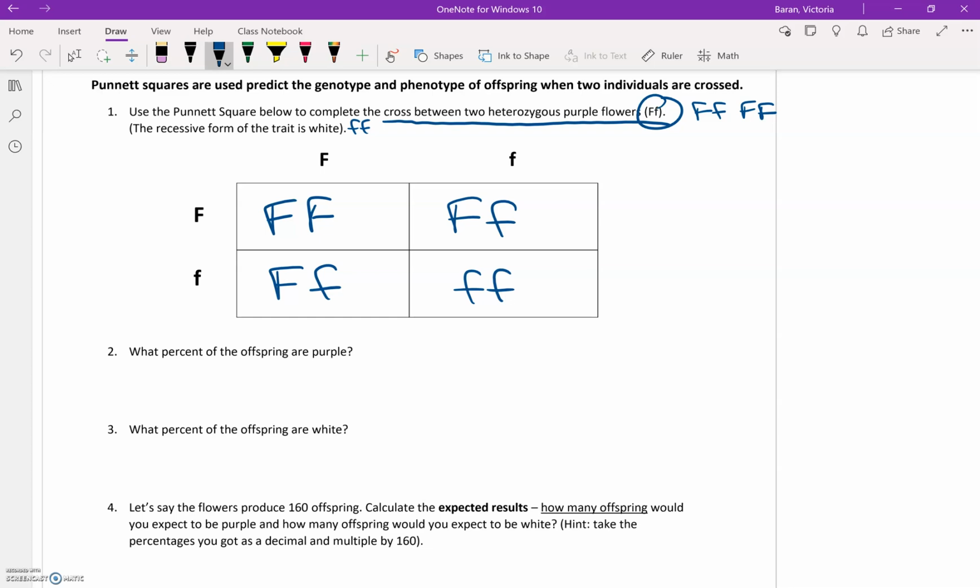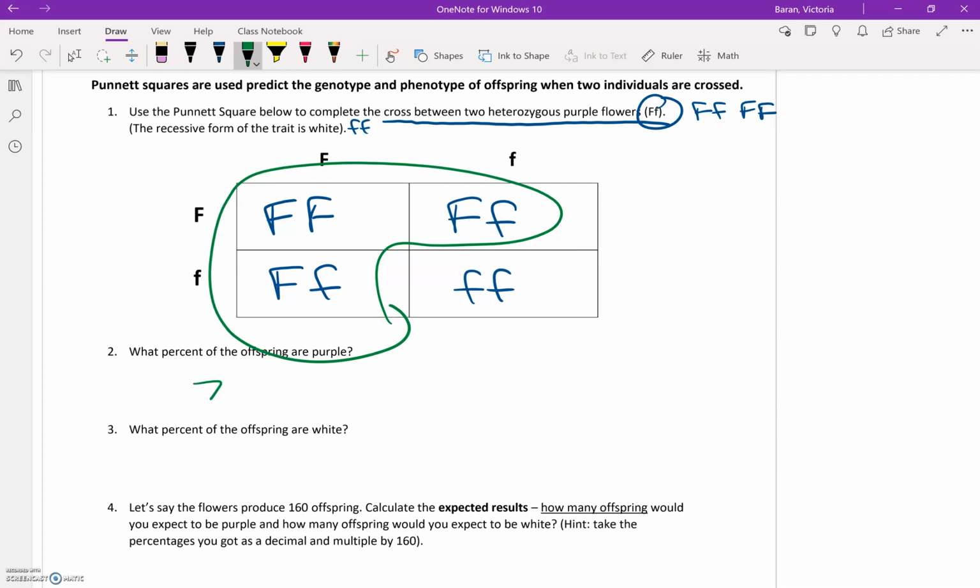So what percent of the offspring are purple? Well, if we look here, these guys are purple, so that's 3 out of 4, or 75% are purple. And then what percent are white? Well, that white is recessive, which is little f, little f. We only have one of those, so 1 out of 4, or 25%.